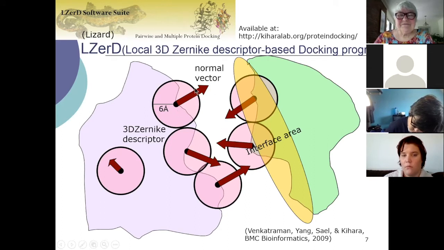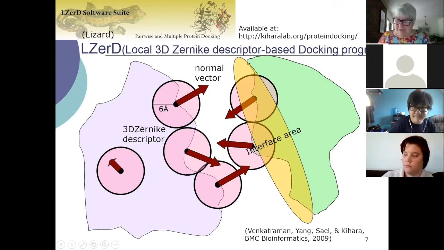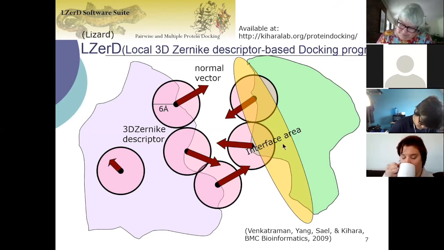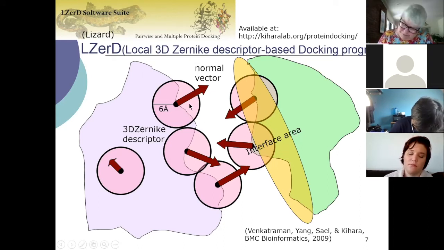So okay, the normal vector and the local landscape by Zernike descriptors, and then we also consider interface area. Usually protein complexes have a large interface, rather than touching each other with just a few residues at a pinpoint. And we also consider atom clashes, avoiding huge protrusions into another protein. So those 4 terms are considered in the initial stage of docking.